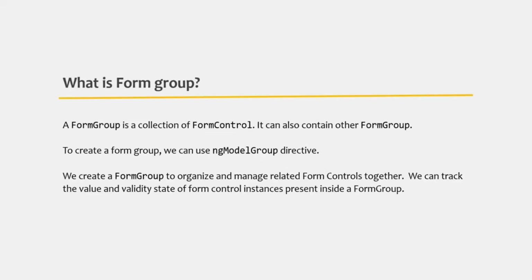So a form group is basically a collection of form controls, and it can also contain other form groups as well. And to create a form group, we can use a directive called ngModelGroup. Now we create a form group to organize and manage related form controls together. We can track the value and validity state of the form control instances present inside that form group. Let's try to understand how we can group some of the form controls together in a template-driven form in Angular.